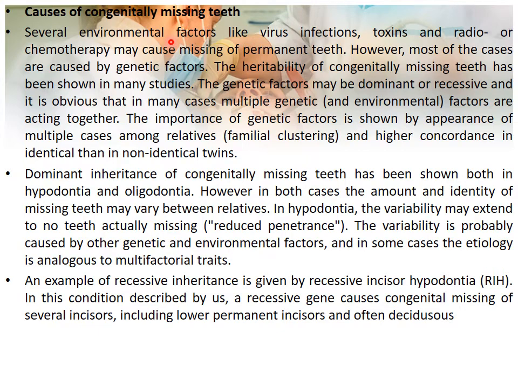Other things that we have been demonstrating is the dominant inheritance of congenitally missing teeth, like for example hypodontia and oligodontia. However, in both cases, the amount and the identity of the missing teeth may vary between relatives, as we are going to see in the hypodontia.